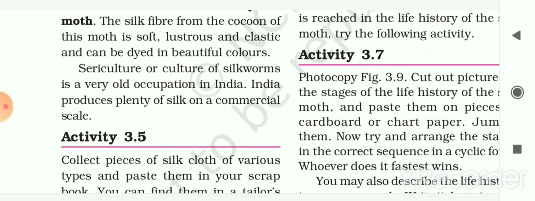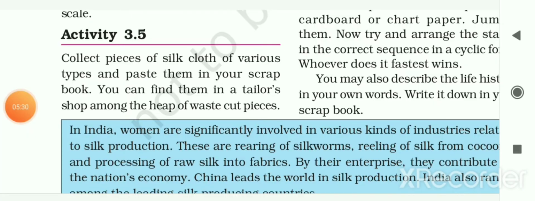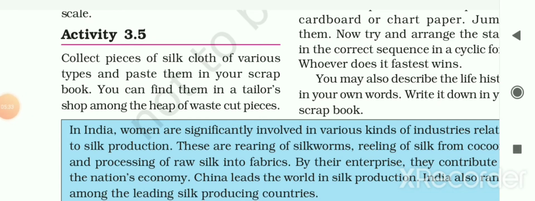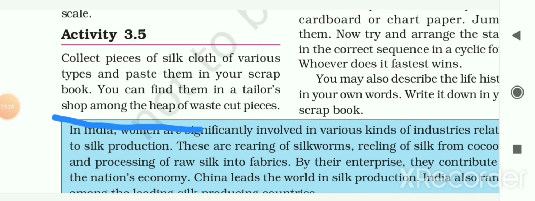Sericulture, or culture of silkworm, is a very old occupation in India, and India produces plenty of silk on a commercial scale. So for different types of silk, here one activity is given to you. Activity 3.5: collect pieces of silk cloth of various types and paste them in your scrapbook. You can find them in a tailor's shop among the heap of waste cut pieces.